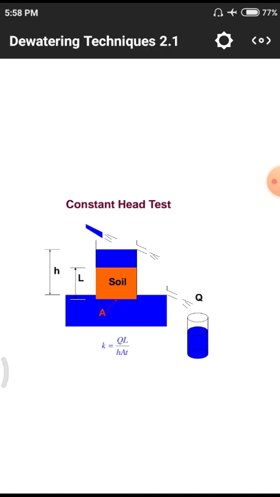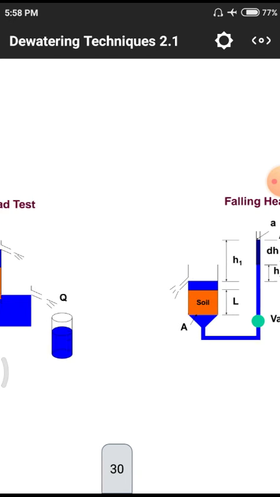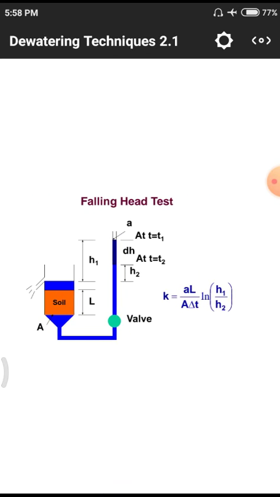This is the constant head test. These tests are conducted in the geotechnical labs to observe the permeability of the particular soil sample. K equals QL by AH. Next one is the falling head test. These are the different tests we have to do at our master level, that means PG level, post graduation level. We have to observe these different tests.